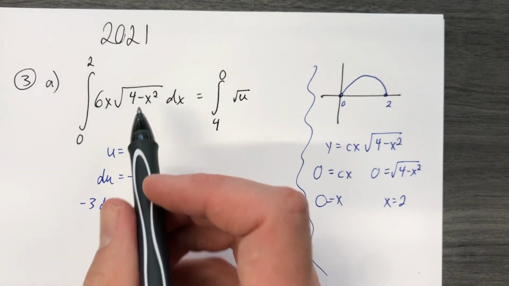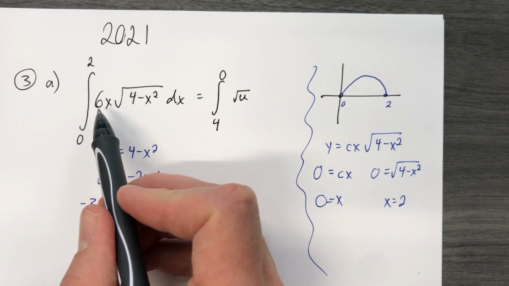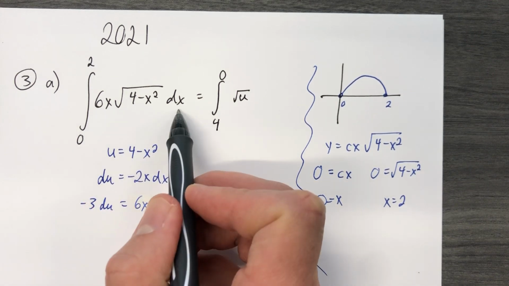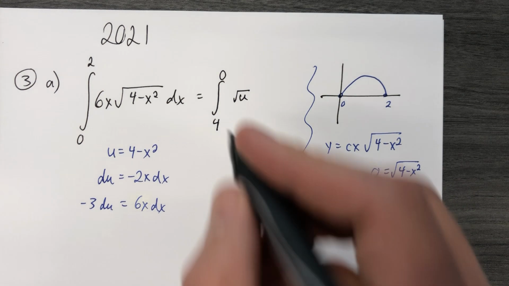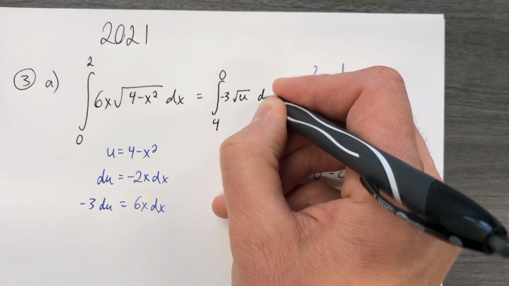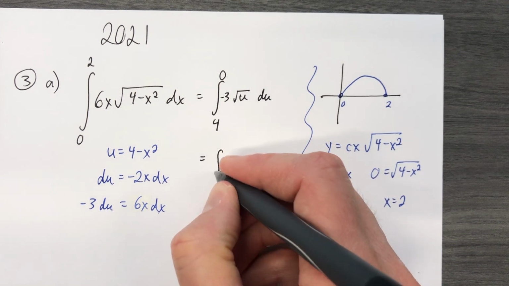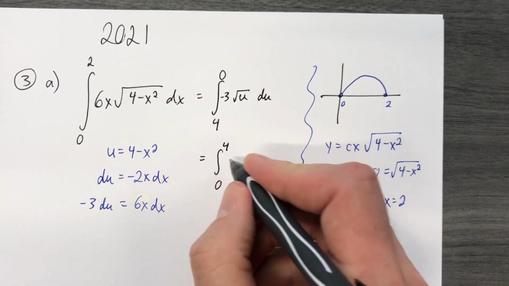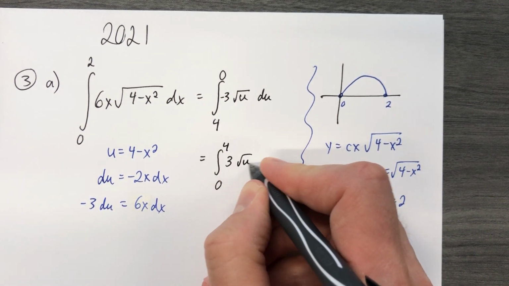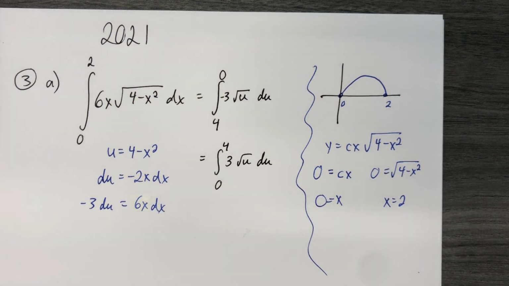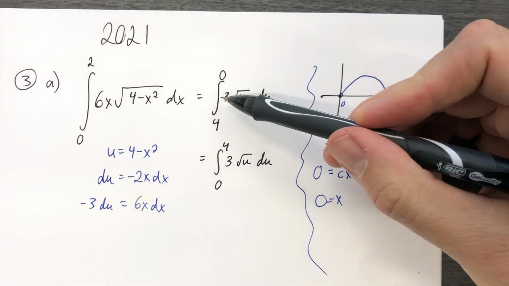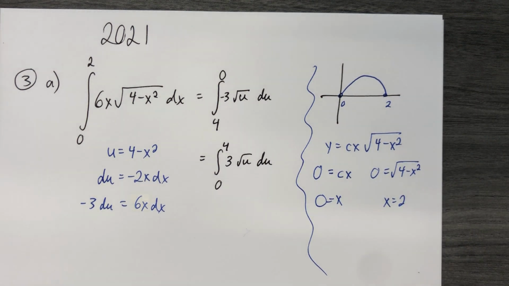We're not done here yet though, because 6x dx is negative 3 du, so negative 3 du. So if you wanted to, you could say, well, you know what, why don't we just turn this around, put it in order, put the 3 square root of u du. Like, that's totally valid, you can do that. And all that happened was we just changed the sign and reversed this order. It kind of made it look a little neater.